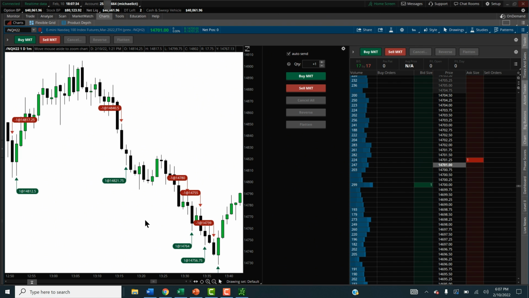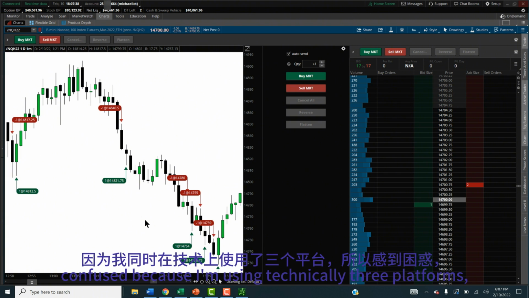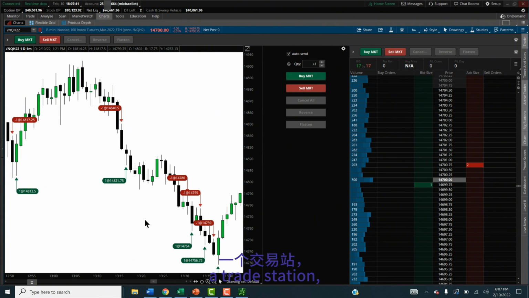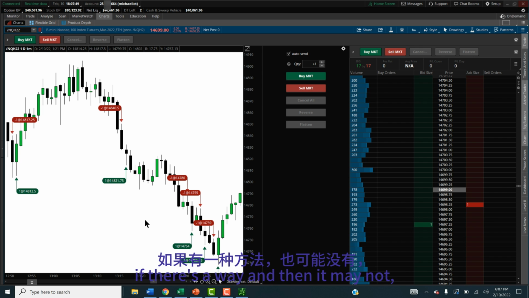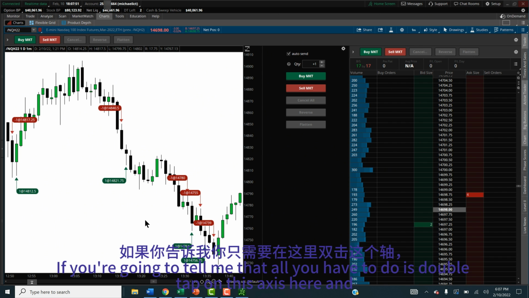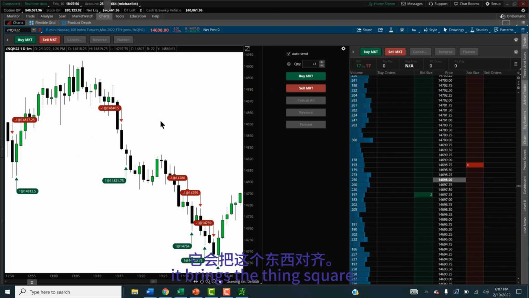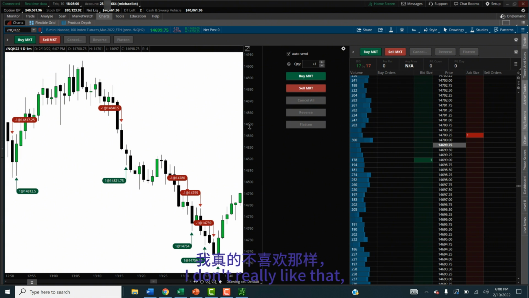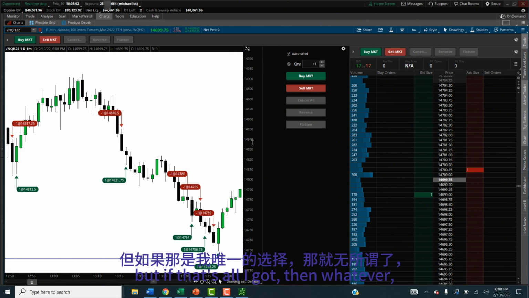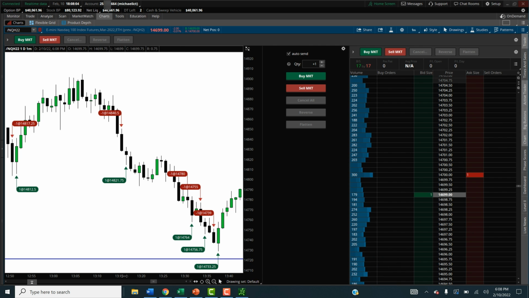which is a nightmare. I'm so confused because I'm using technically 3 platforms: TradeStation, TradingView, and now this thing. So I'm always reaching for things that one platform doesn't have. So if there's a way, and it may not, it's okay. If you're going to tell me that all you have to do is double tap on this axis here, and it brings the thing square. Okay, I don't really like that, but if that's all I got, then whatever.